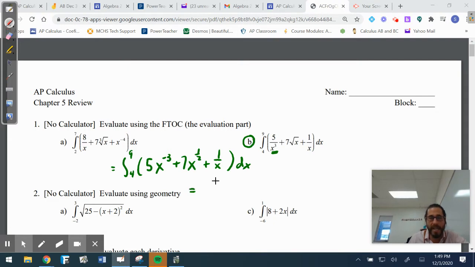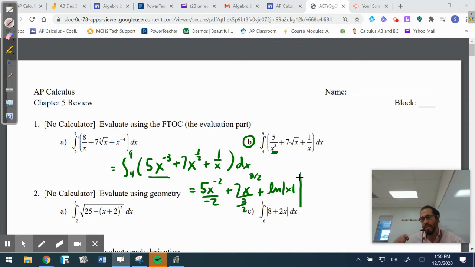So let's go ahead and find antiderivatives, right? I'm going to add 1 to that bad boy. It gives me a -2, but then I have to divide by -2. Plus 7x, if I add 1, it gives me a 3/2, and then I have to divide by 3/2, which I'm going to multiply by the reciprocal in a moment. And then the last one would be plus the natural log of the absolute value of x. And then I'm going to do the FTOC, right, from 4 to 9.